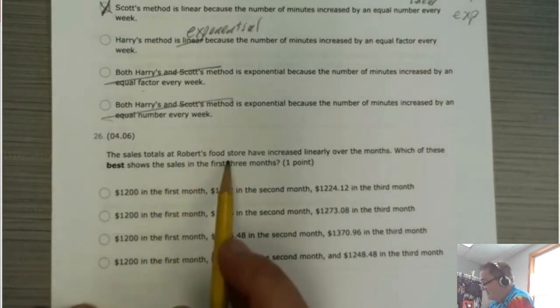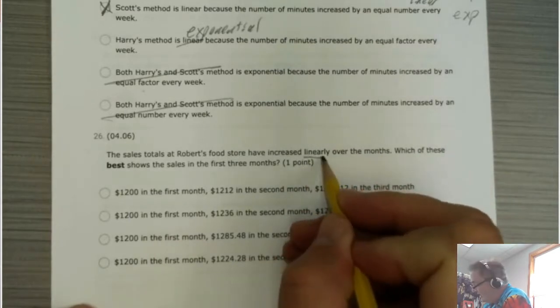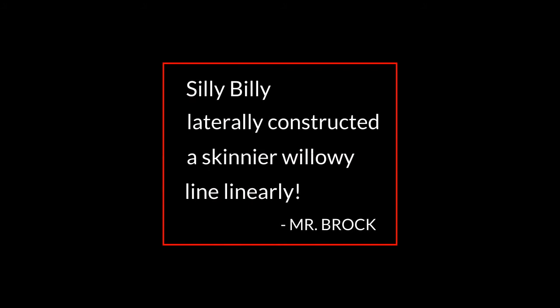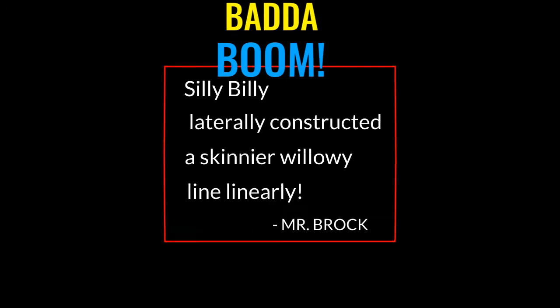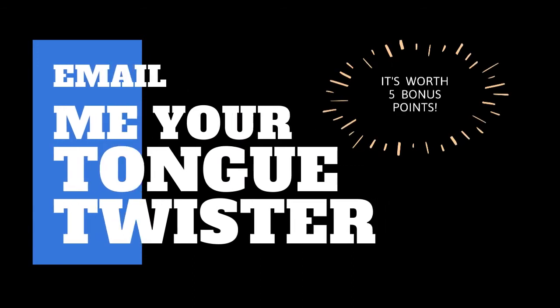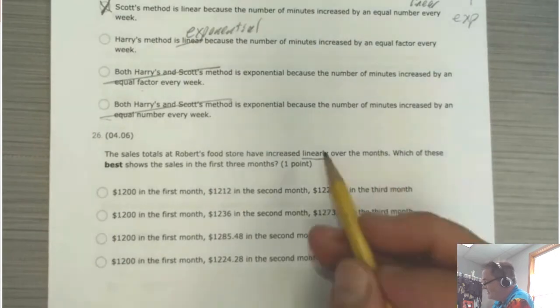The sales totals at Robert's Food Store have increased linearly over the months. That's a fun word, linearly. If someone likes to write tongue twisters, write one with linearly. Which of these best shows the sales in the first 3 months?